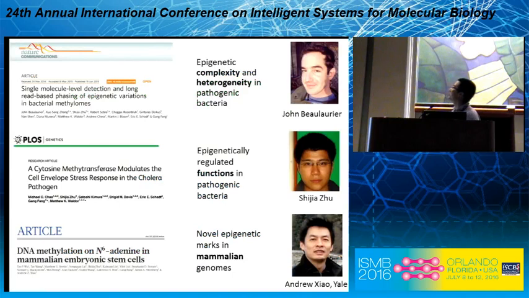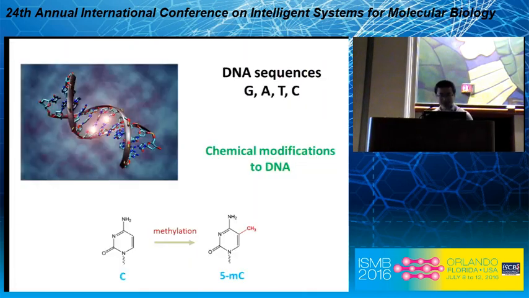The first one is on the epigenetic complexity and heterogeneity in pathogenic bacteria, which is done by John Bellario, PhD students in the lab who's in the audience. And the second one is on the functions that are epigenetically regulated in pathogenic bacteria, done by Shijia Zhu in the lab. And towards the very end of the talk, I will cover briefly the recent discovery of novel epigenetic marks in the mammalian genome in collaboration with Andrew Shell at Yale University.